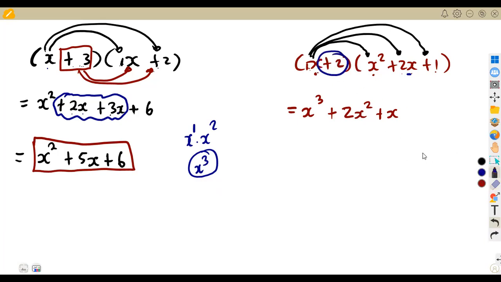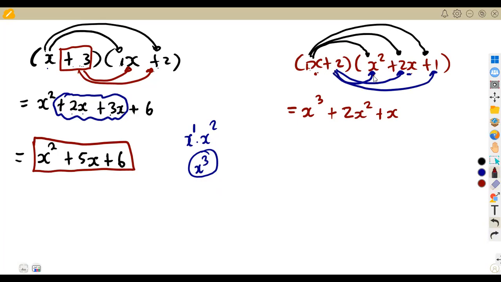It has to multiply the positive 2. It must multiply everything in the second bracket. So that is plus 2 has to multiply x, plus 2 has to multiply 2x, plus 2 has to multiply plus 1. So we must multiply everything in the second bracket by 2, just like what x did.